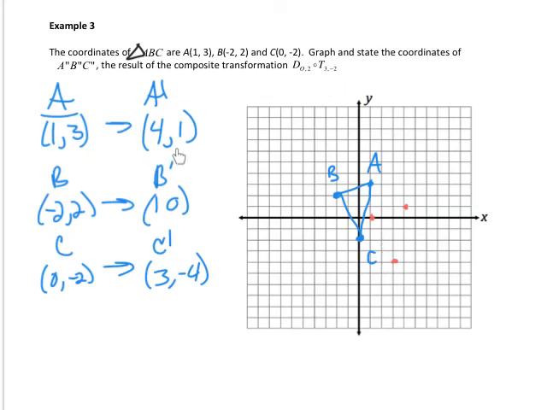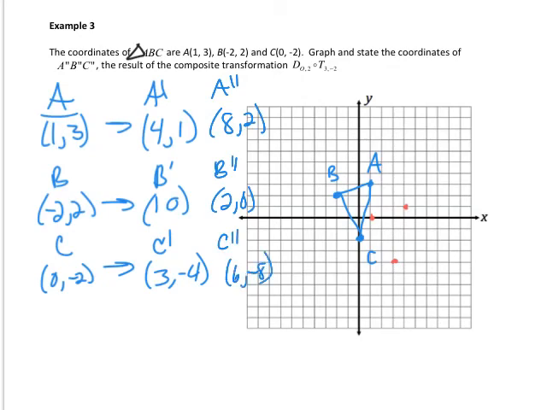So now we've got to take these points, and we're going to write the final coordinates. So this is a dilation of 2, so everything's going to double. A double prime is 8, 2. B double prime will be 2, 0. And C double prime is going to be 6, negative 8.